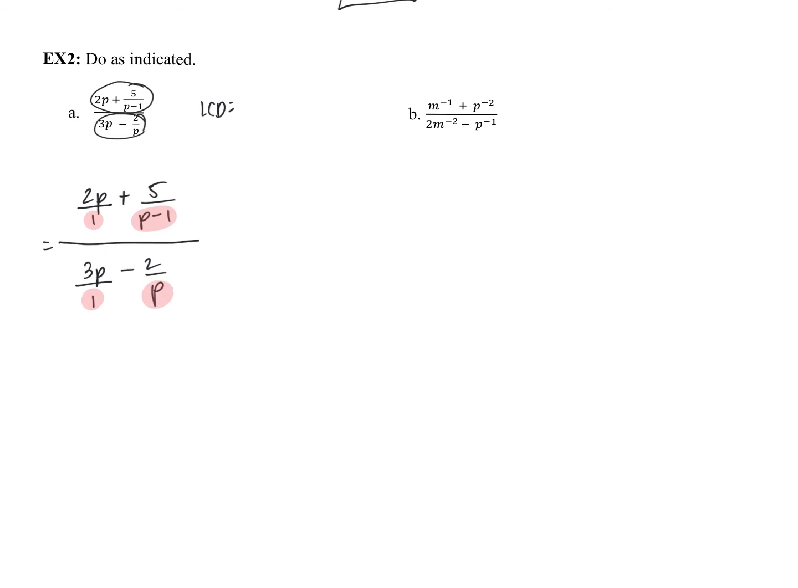Well, in the first one we only have a 1, so that's kind of already in my common denominator. The next one I have a p minus 1. So let me go ahead and include that. That works. This denominator has a 1, kind of already have that, doesn't matter. And the last one, I need a p.